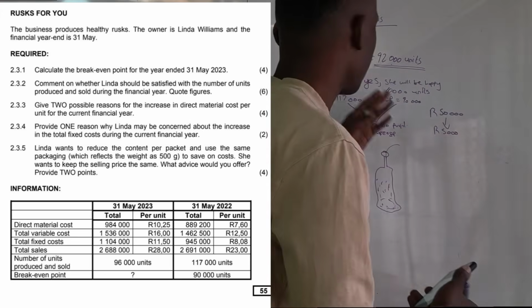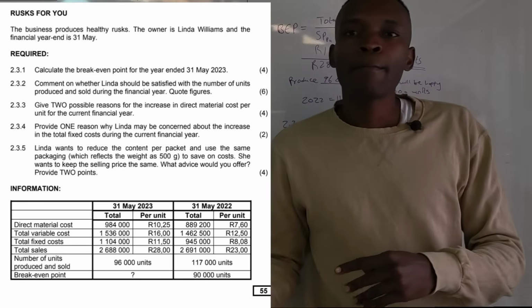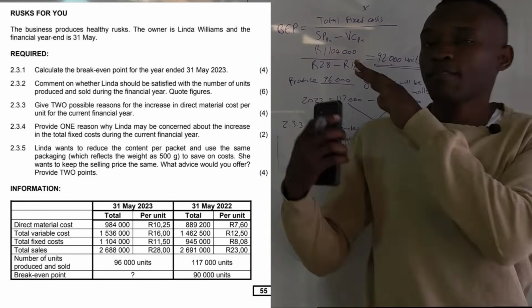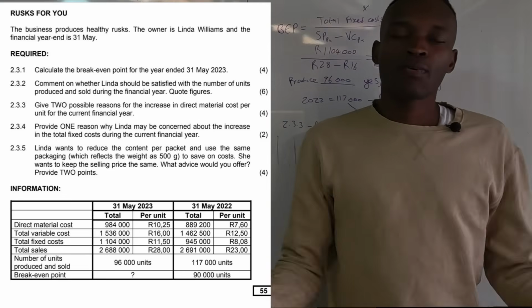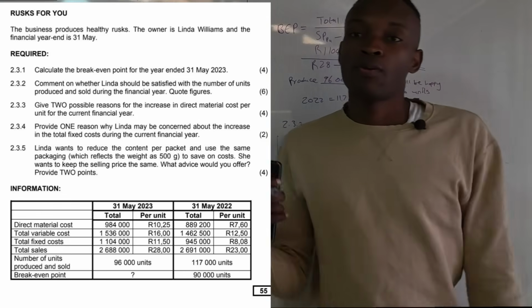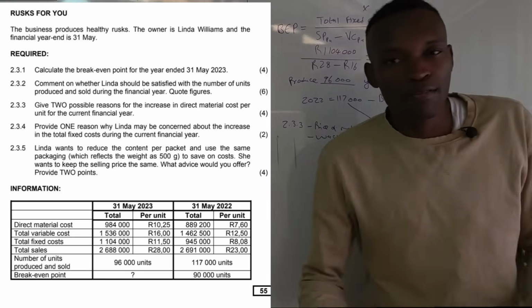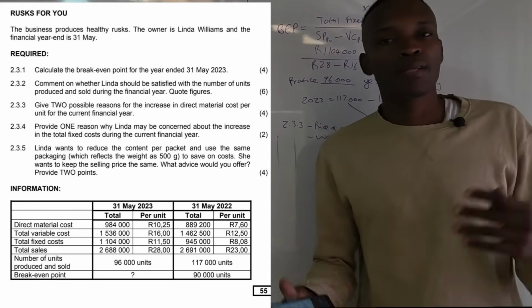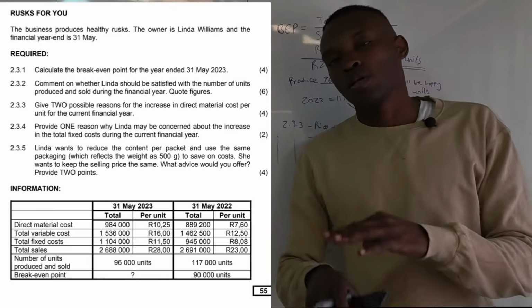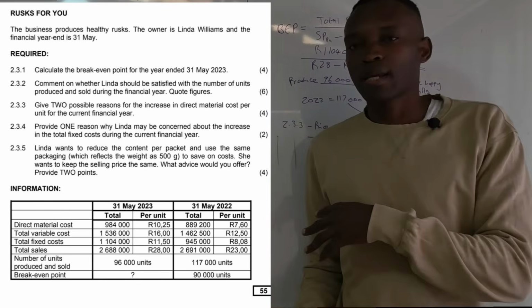So this is how this kind of question they're going to ask you. They will require you to prepare or to calculate the break-even point. After that, that's where they are going to say you have to comment based on the break-even point. Break-even point simply means a point where there's no profit and no loss. That's how it works.